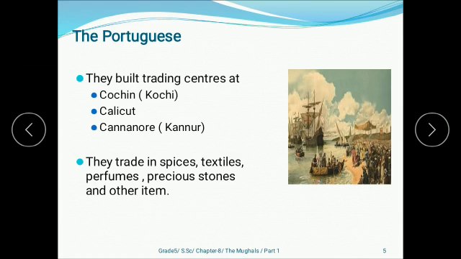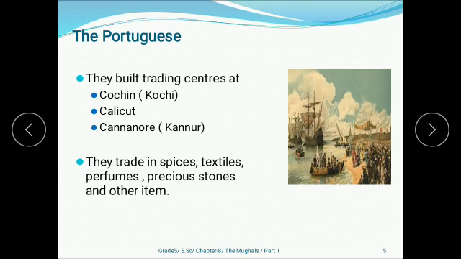Now, why did they come? Because they wanted to build trading centers. And they built trading centers at Kochi, Calicut and Kannur. They traded in spices, textiles, perfumes, precious stones and other items. It is very important that you remember what type of things they dealt in: spices, textiles which is clothes, then perfumes, precious stones and other items.